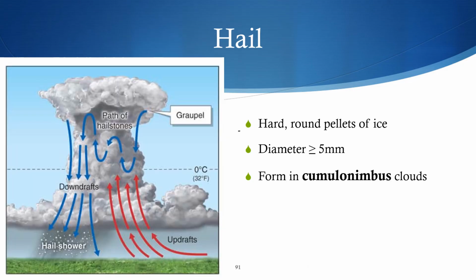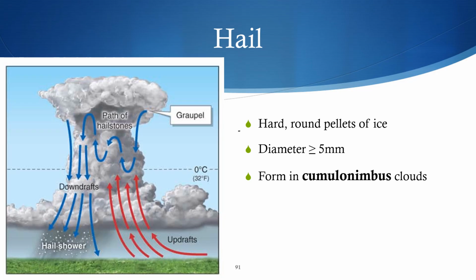Remember, I said that hail didn't form quite the way that some of our other precipitation did. It's not necessarily from that collision and coalescence process or the ice crystal process. First, a quick definition. Hail is hard, round pellets of ice of either 5 millimeters in diameter or greater. And hail forms exclusively in cumulonimbus clouds. These are our tall, billowy clouds that we get thunderstorms from.